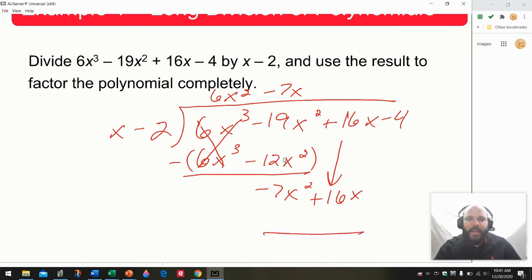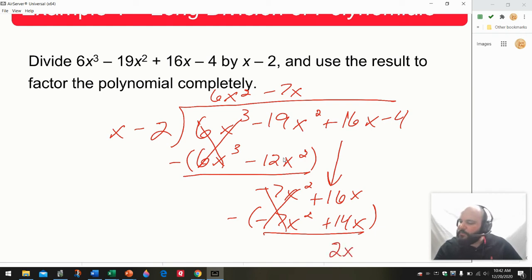Okay? So negative 7x times x is negative 7x squared. And then negative 7x times negative 2 is positive 14x. I'm then going to put a set of parentheses around that second part, followed by a minus sign on the outside, just like that. Once again, the first term should cancel if you did this right. So I have a negative 7x squared minus negative, which would become plus 7x squared. So these two cancel. We still have 16x minus 14x, though, which is 2x.